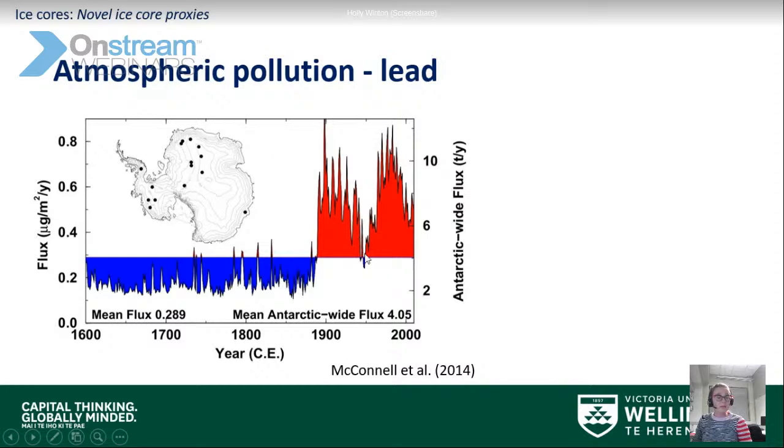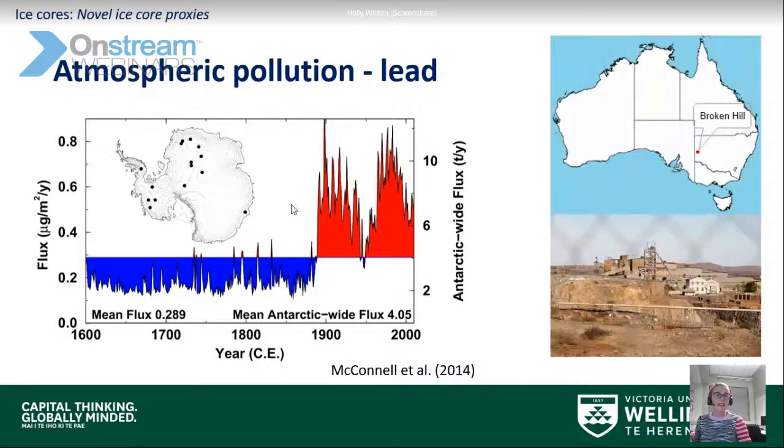There was a bit of a dip during the Great Depression and World War II. This then increased again and decreased as a result of unleaded petrol. But what you can see is that despite these efforts, lead still persists in the atmosphere. This large spike in 1885 has been attributed to one source: lead pollution in the Southern Hemisphere from Broken Hill in Australia.